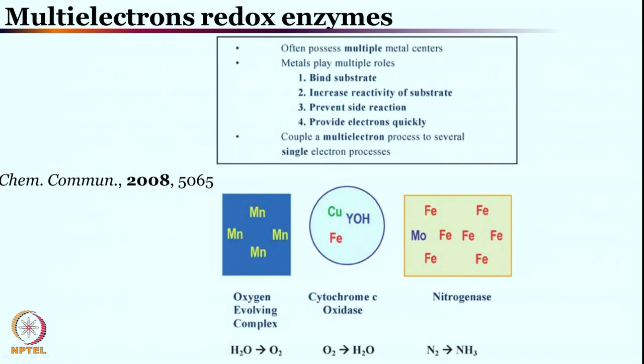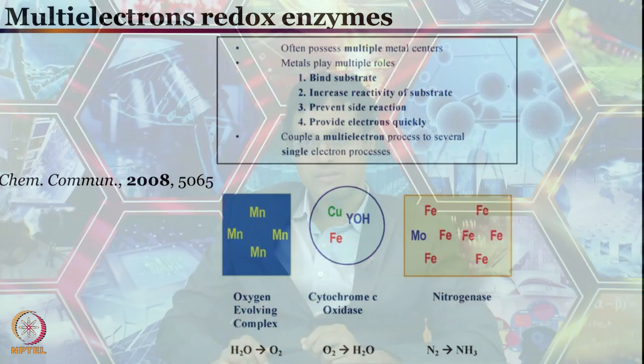That is one of the great things about the metal center. Metal centers are used very cautiously and very carefully, particularly wherever required to provide the electron. It can couple a multi-electron process, that is also important. Of course, at a time only one electron transfer occurs, but it can provide a multi-electron process through several single electron processes. It can have multi-electron transfer at a time or several one electron transfers.